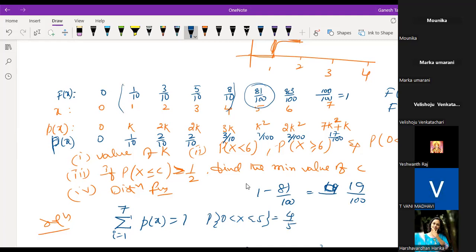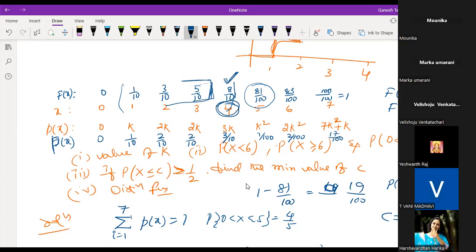And the third question is the probability of x less than or equal to c, which is greater than 1 by 2. Where can you get greater than 1 by 2? From this, it is 1 by 2, greater than 1 by 2. Where did we get it? At 4. That is, at c equal to 4 I got my probability greater than 1 by 2. Up to 3 it is less than or equal to 1 by 2. Strictly greater than 1 by 2 it is at c equal to 4.